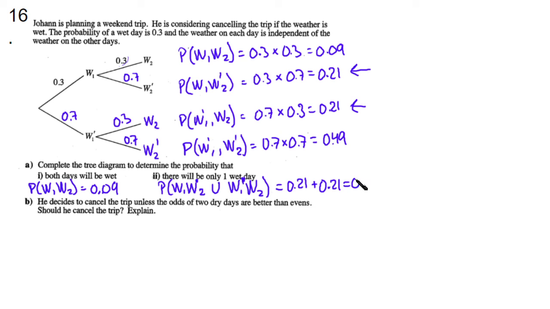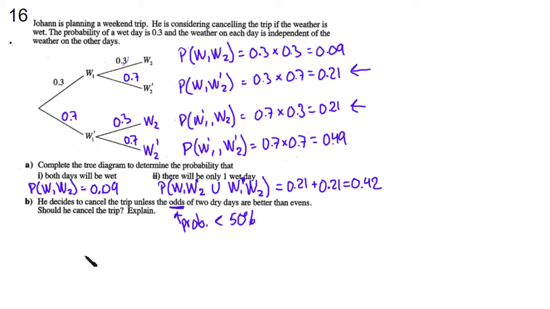which is 0.42. He decides to cancel the trip unless the odds of 2 dry days are better than evens. Should he cancel the trip? So the term odds here could be a little bit confusing. We're not talking about odds ratios, we're talking about the probability here. If the probability of 2 dry days is less than 50%, then he should cancel the trip.